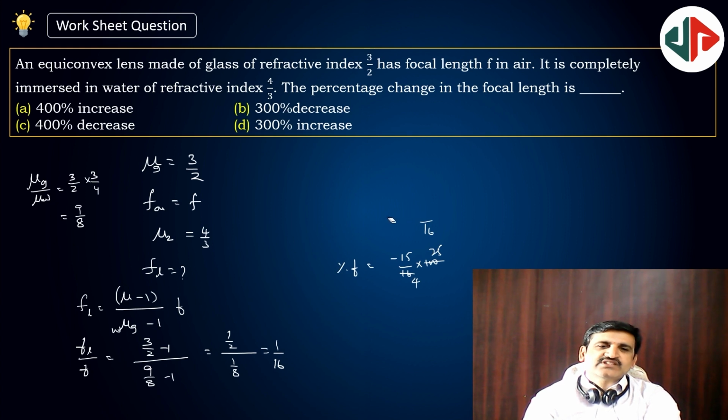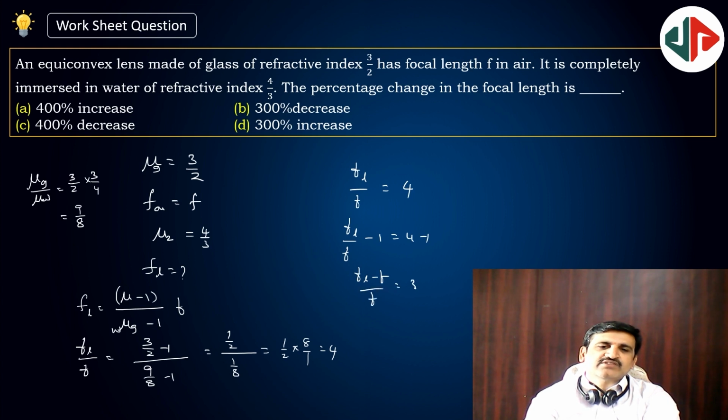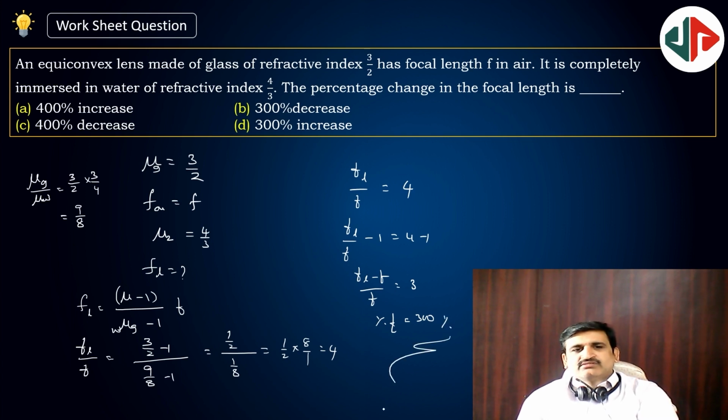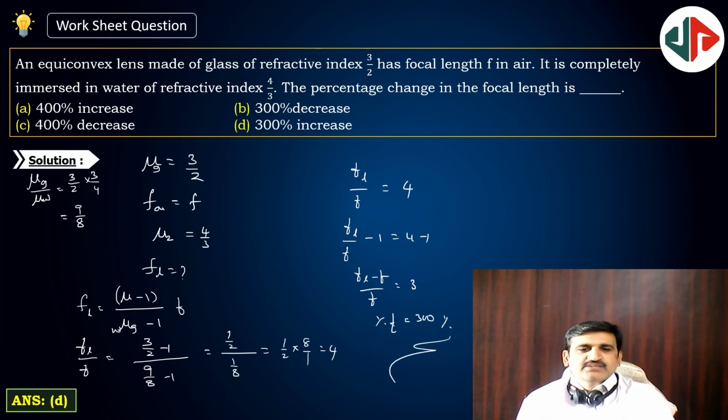So one small mistake with lack of concentration, you need to pay a lot. No regrets. So this is not 1 by 16. Yeah, 1 by 2 into 8 by 1, which is equal to 4. So FL by F is equal to 4. Both sides minus 1: FL by F minus 1 equals 4 minus 1. So (FL minus F) by F is equal to 3, into 100 is equal to 300%. So 300% is the answer, because positive only we got.